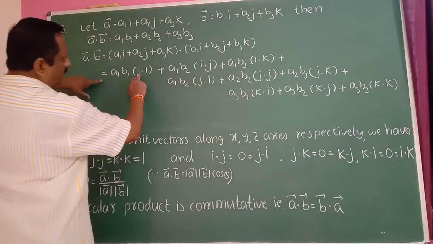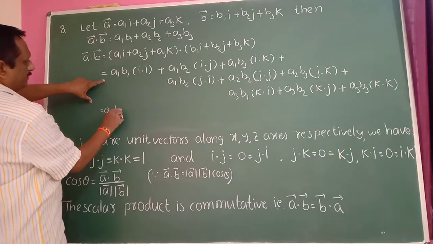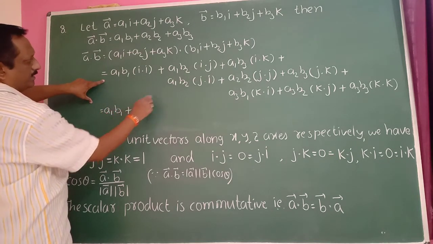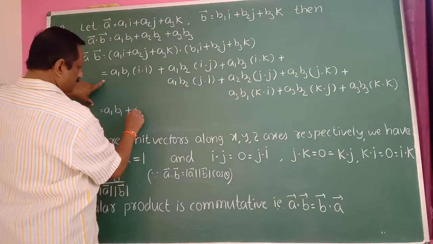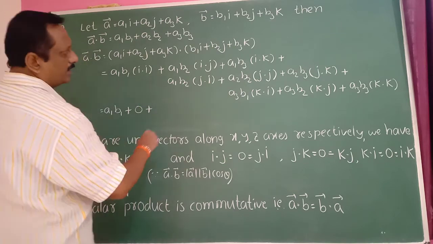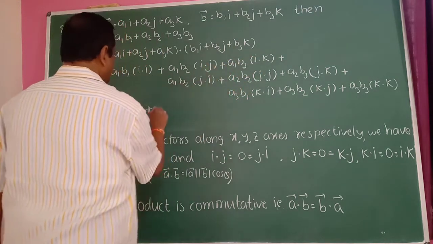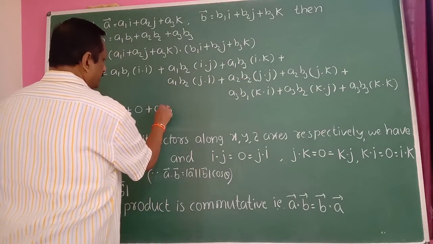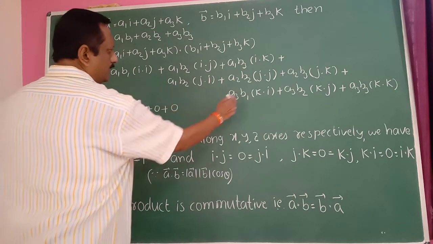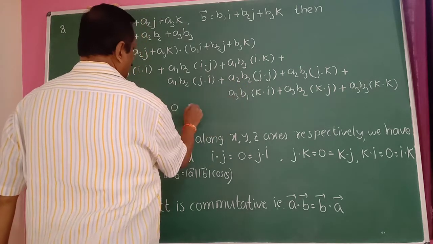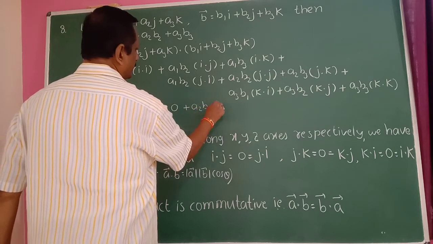Therefore, here i dot i is 1. 1 into a1 b1 is a1 b1, plus i dot j is 0. Complete this term becomes 0, so write as 0 plus. Then i dot k is also 0. Complete this term becomes 0, so write as 0 plus. j dot i is 0, 0 into this is 0. j dot j is 1. 1 into a2 b2 gives a2 into b2 plus.